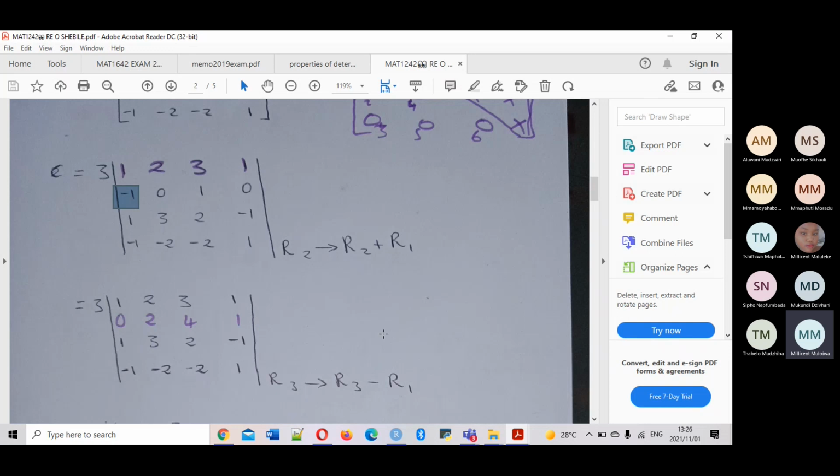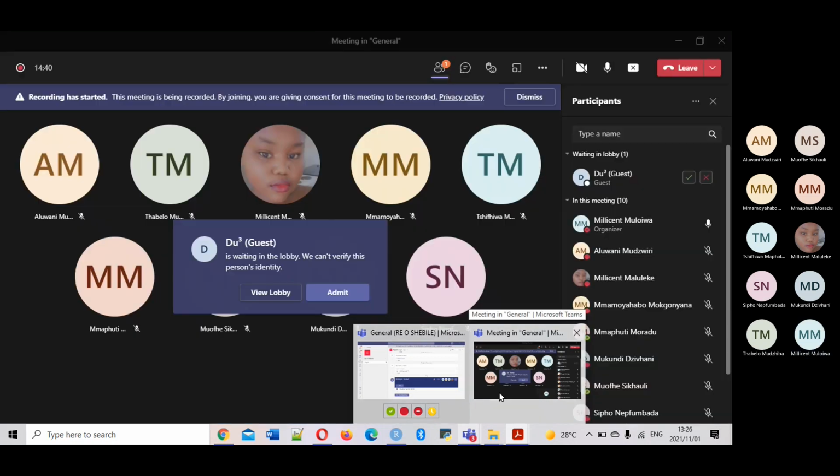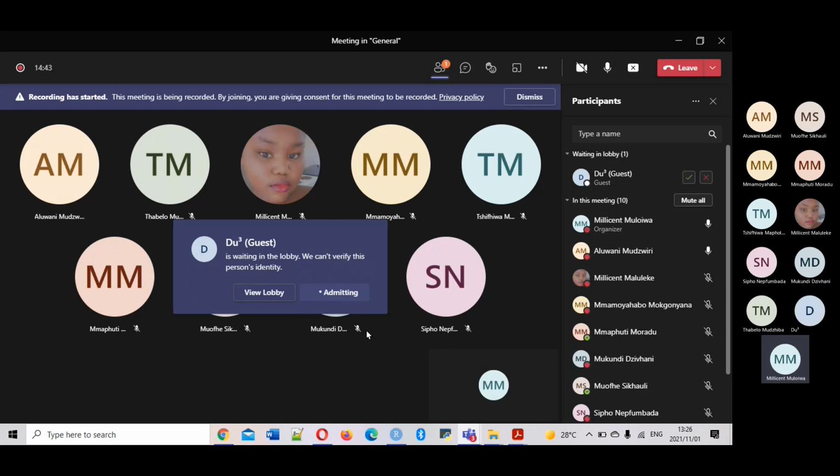So try to verify using your calculator. Hello? Try to verify using your calculator.